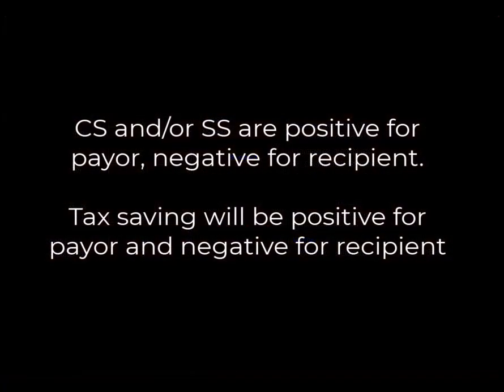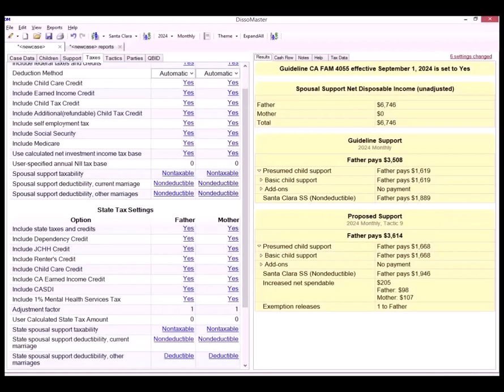Note that the amounts of child support and or spousal support will be positive for a payor, negative in the case of a recipient. Tax savings will be negative in the case of a recipient of spousal support because it results in a tax liability. In the situation where we set spousal support as non-taxable and non-deductible in DismaSter, there are no tax savings, so the cost benefit is simply the total amount of support.